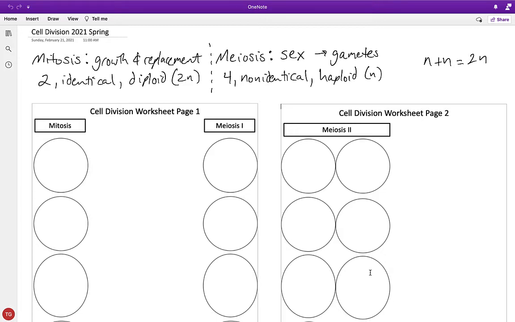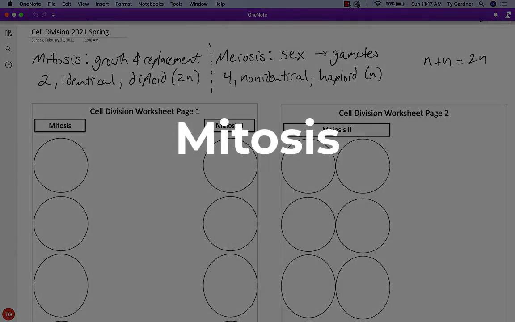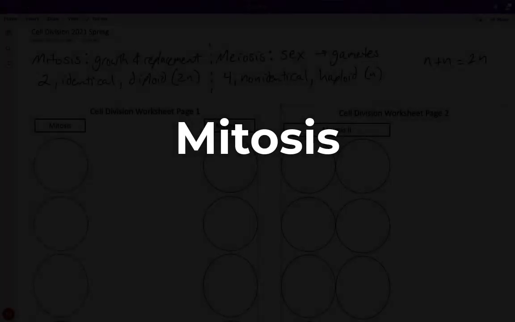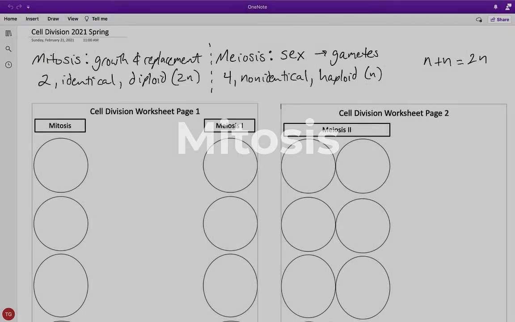I'm going to go ahead and jump into mitosis, and we can take a look and see what's going to happen in mitosis itself. Okay, let's do some mitosis.